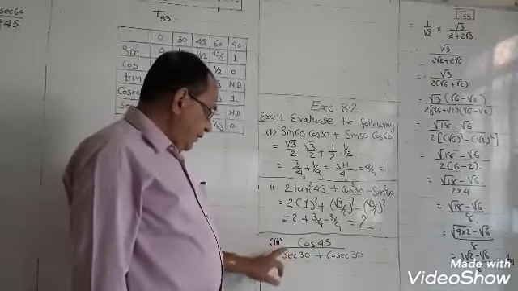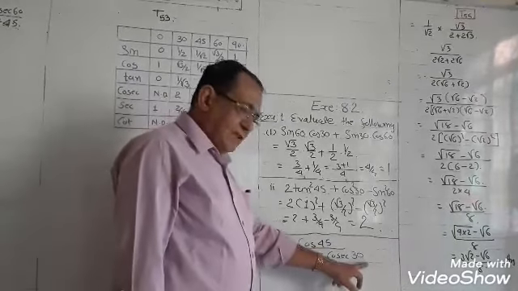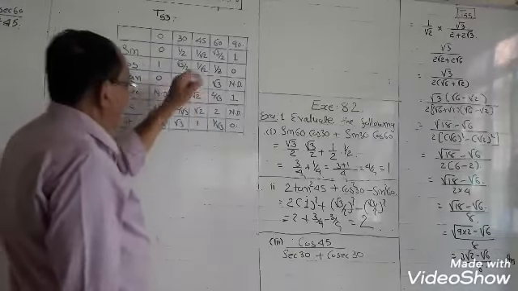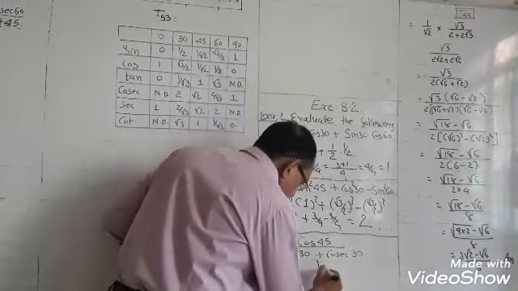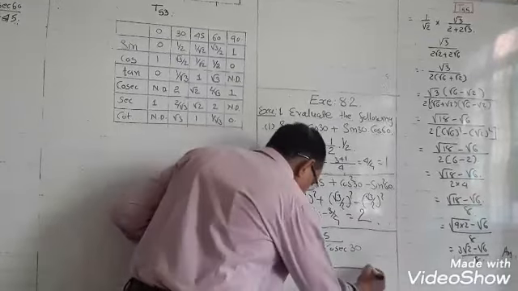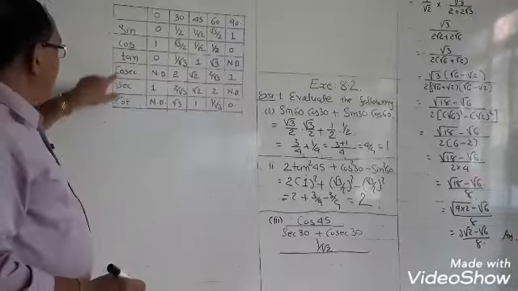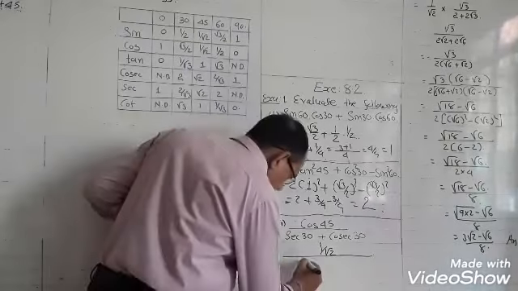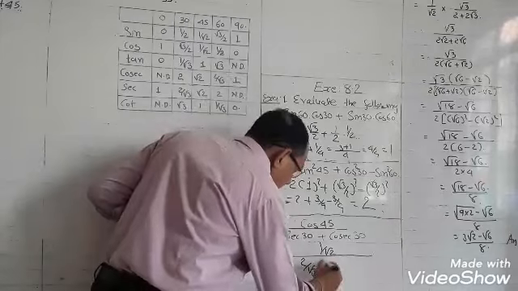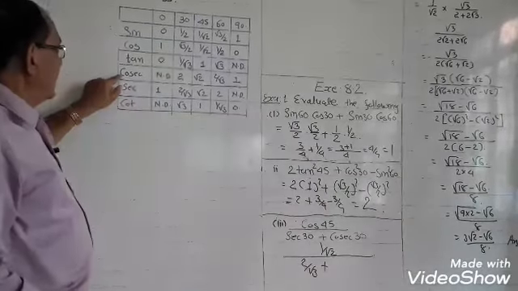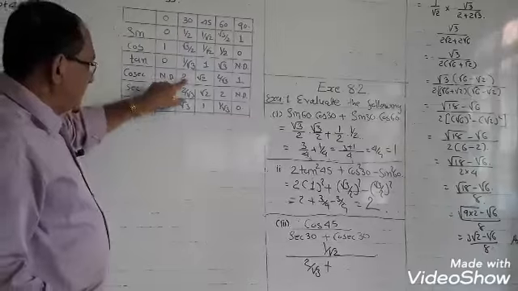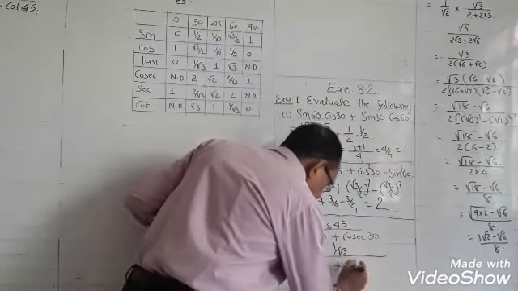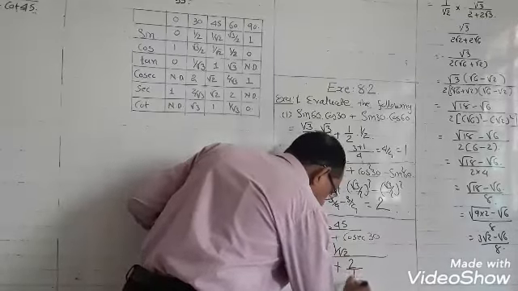Now cos 45 upon sec 30 plus cosec 30. Sec 45, where is your sec? Sec 45 is root 2, so 1 over root 2, whole upon sec 30. Sec 30 is equal to where? It is 2 upon root 3. Plus cosec 30. Where is cosec? Cosec 30 is equal to 2. Check. We have substituted these values.